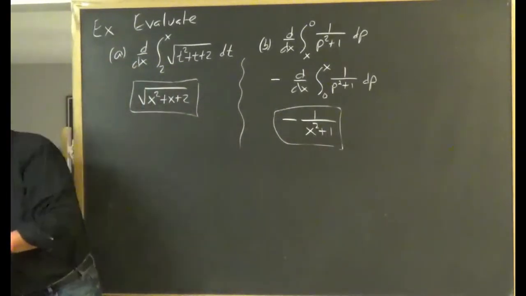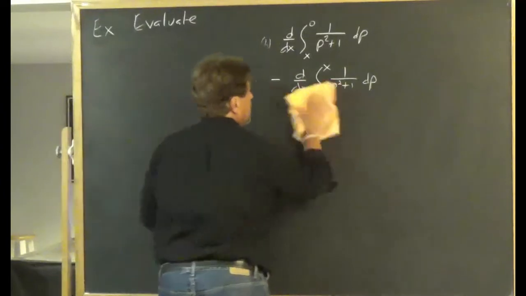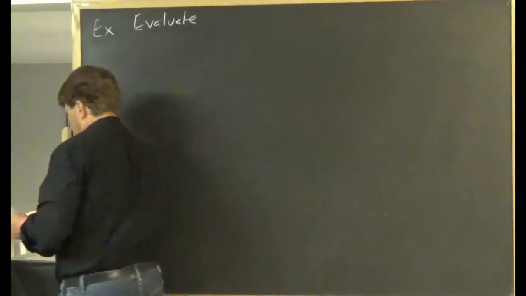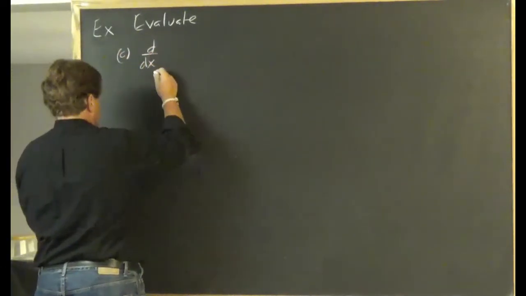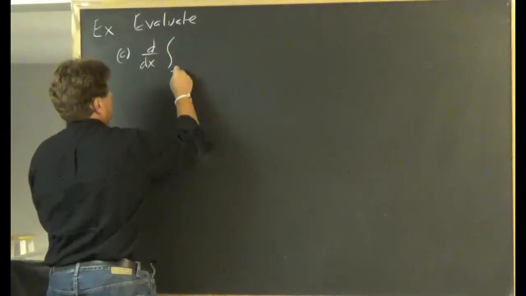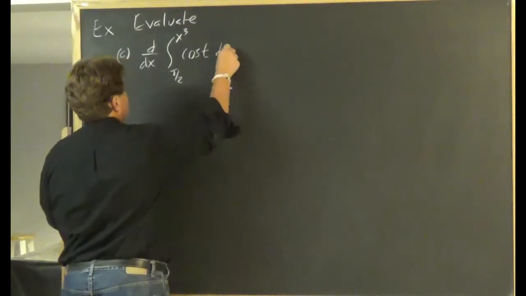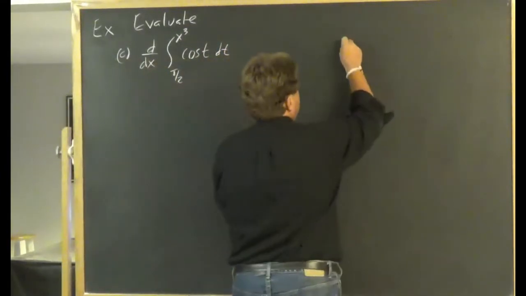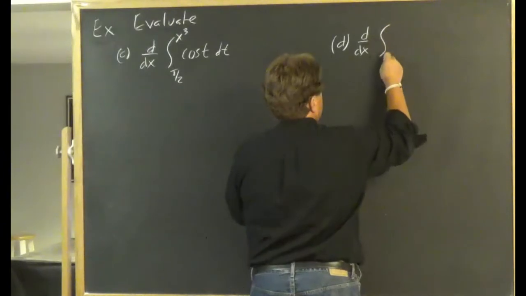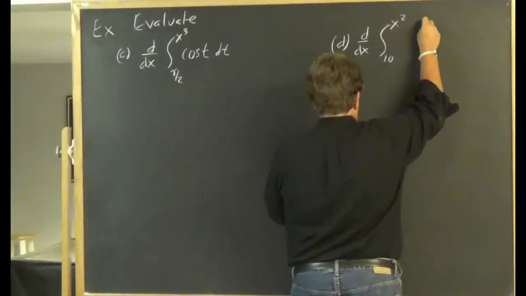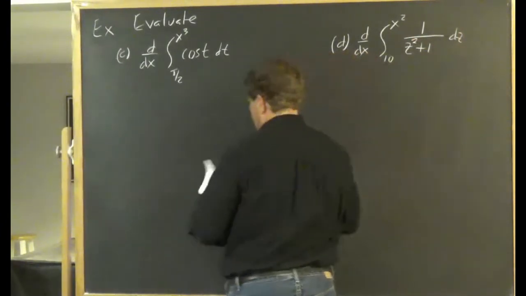Now there was a part C and a part D. Let me write that up here. So part C was d dx of the integral from pi over 2 to x cubed of cosine t dt. And then part D was d dx of the integral from 10 to x squared of 1 over z squared plus 1 dz.